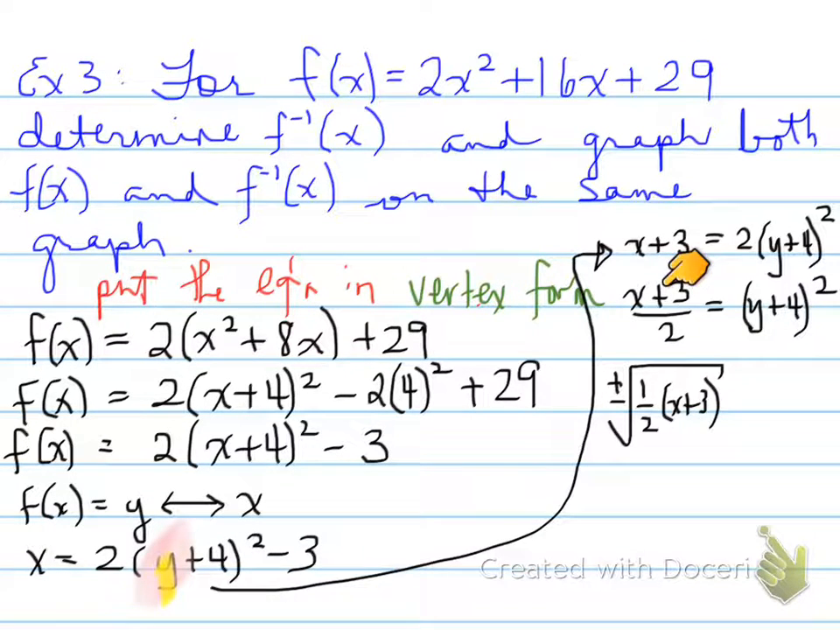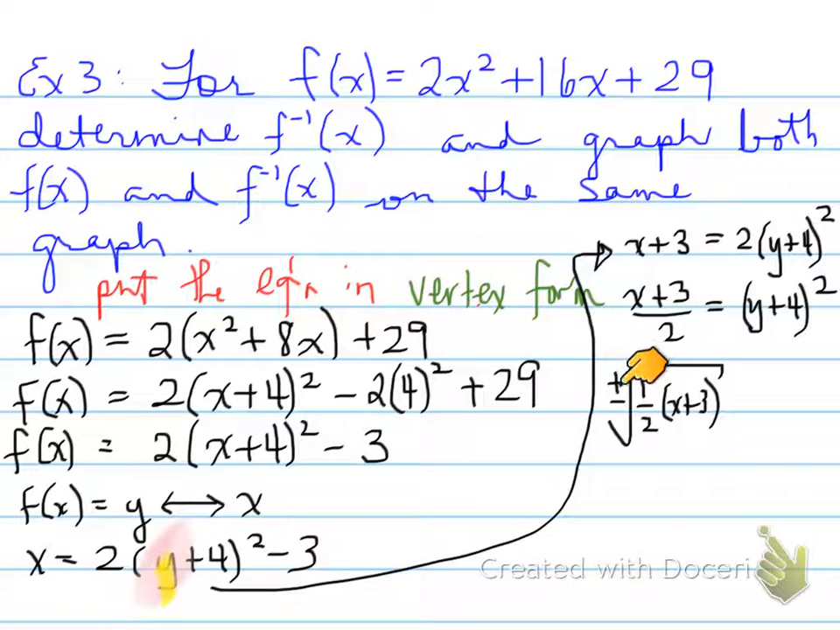Please don't go into a panic. Remember that (x plus 3) all over 2 is just 1/2 of (x plus 3). Both of these are the same. Yes, you could have left this as (x plus 3) over 2. I just wanted you to see it in different forms.